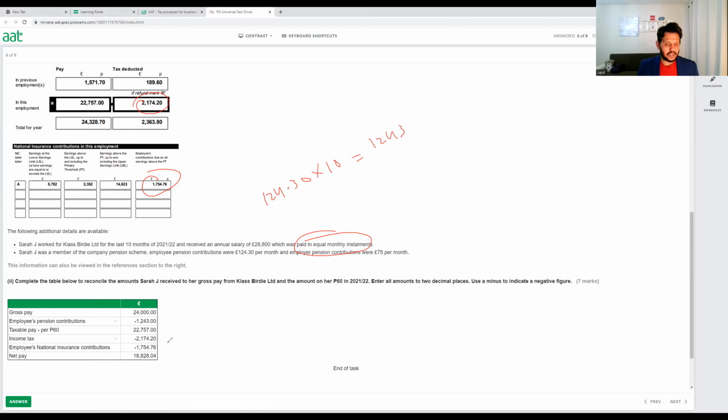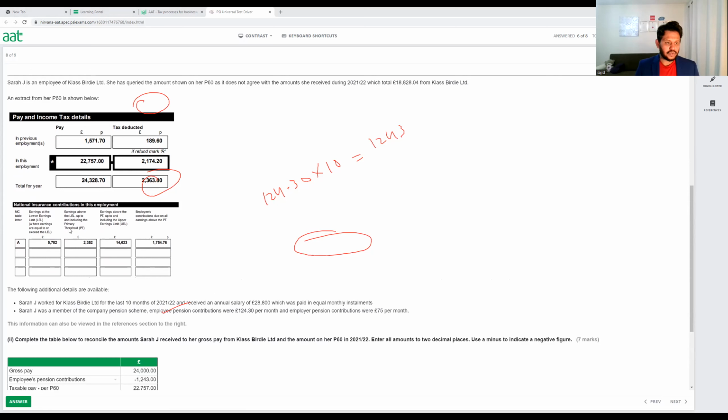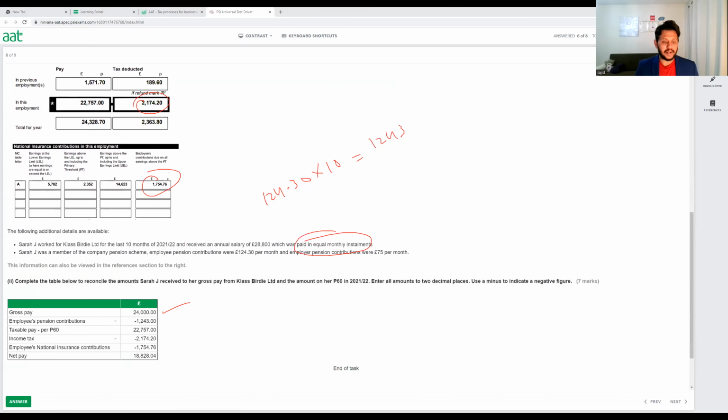So her gross pay was 24,000. From the gross pay, she paid the pension, which is normally not shown on the P60. The P60 mainly shows the pay and the tax deducted, also the national insurance. So we don't see any pension contribution here.